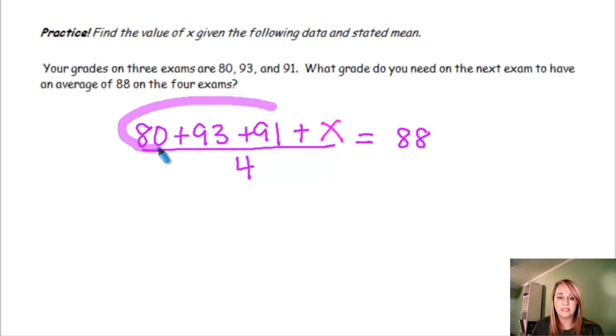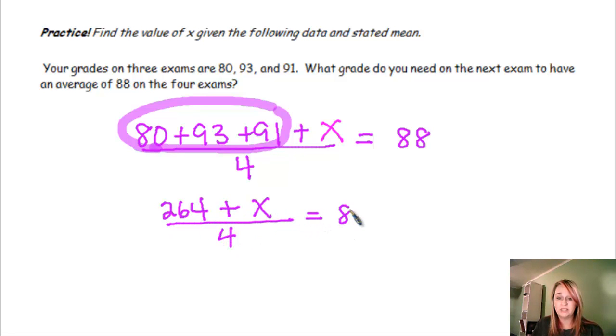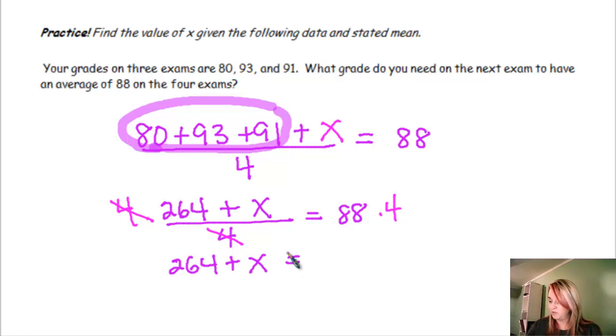So first, let's go ahead and condense these numbers right here. We're going to add them together. 80 plus 93 plus 91 gives me 264, plus my x that I don't know, divided by 4 is equal to 88. Well, if I want to get rid of the 4 in the denominator, I multiply each side by 4, which makes this denominator go away. So I have 264 plus x is equal to 88 times 4, which gives me 352.